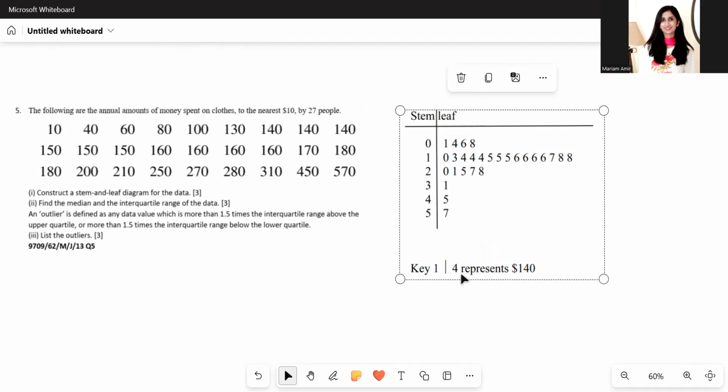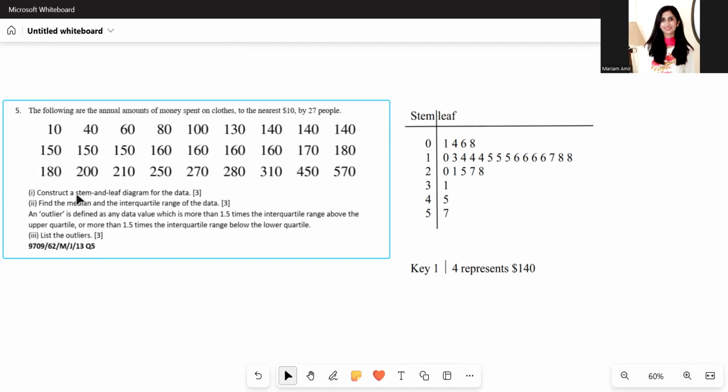It says 1/4 means $140, so 140. That means 3/1 would mean $310. So 2/5 would mean $250. 1/4 would mean $140. And 0/6 would mean $080, so $80. So that's how they've made the stem and leaf. Remember to write the key as well. Okay, so let's consider part one to be done.